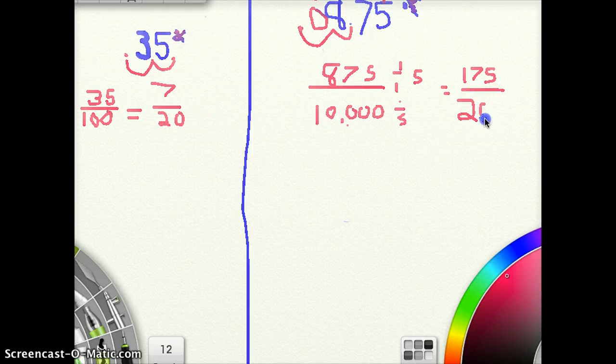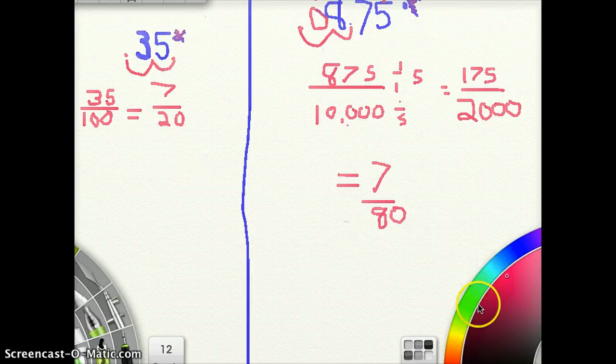Okay, our next step, you may notice that a common factor here is 25 between 175 and 2,000. If we divide by 25, we get our final answer, which is going to be 7/80. Okay, that's dividing by 25.